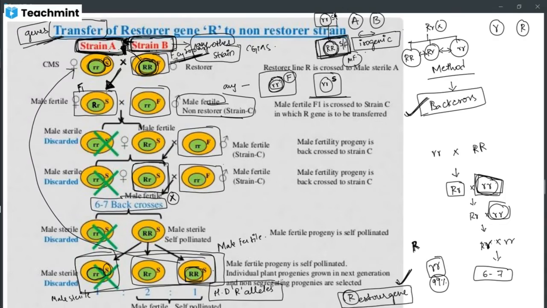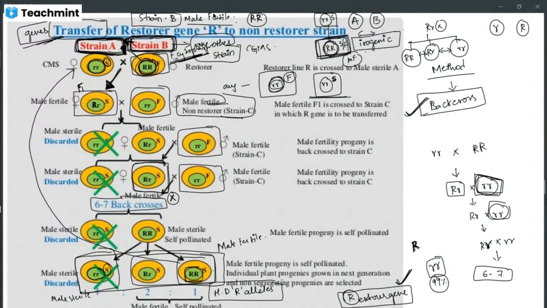Okay, see, if you want to transfer the restorer gene from strain B, strain B will always be male fertile. Okay, so strain B will always be male fertile, so what does it mean? That it has a dominant restorer gene. Is it right? Yes, sir.